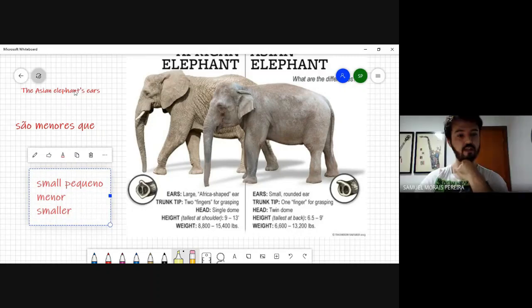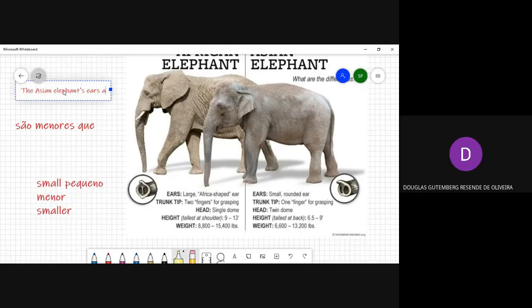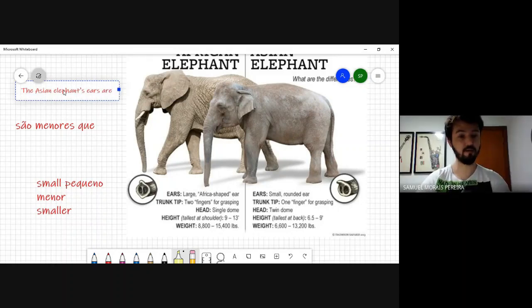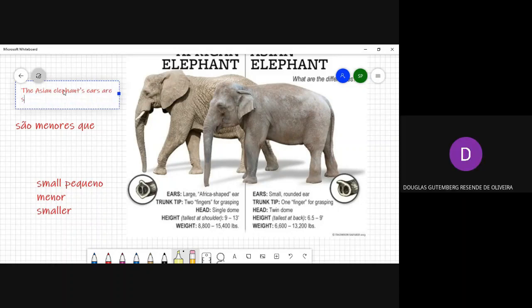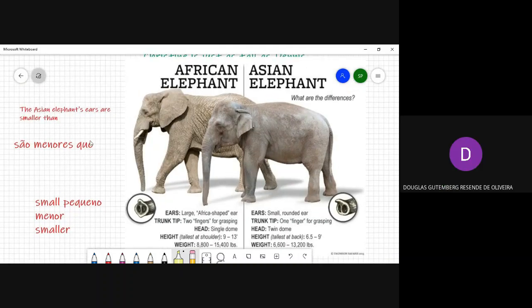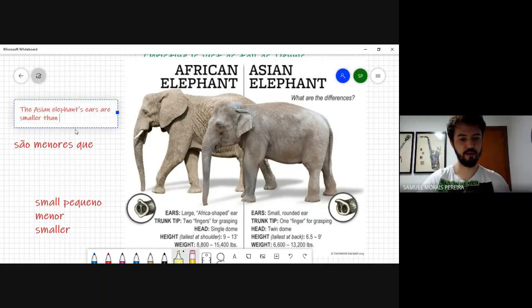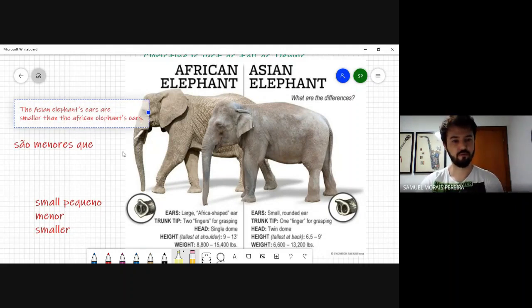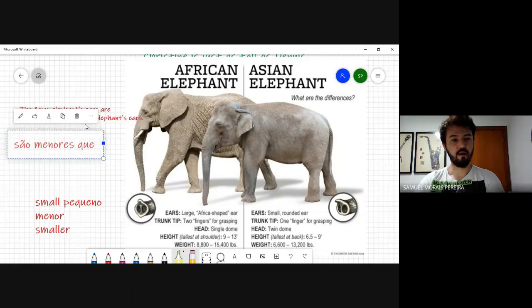Então vamos lá. Você sabe que menor é smaller. Então como é que fica? The Asian elephants are... Here ears, né? Are smaller than as orelhas do elefante africano. African elephant ears. Exactly. Then the African elephant ears. Tudo bem, pessoal? The African elephant's ears. Ponto. That's it. Bom.